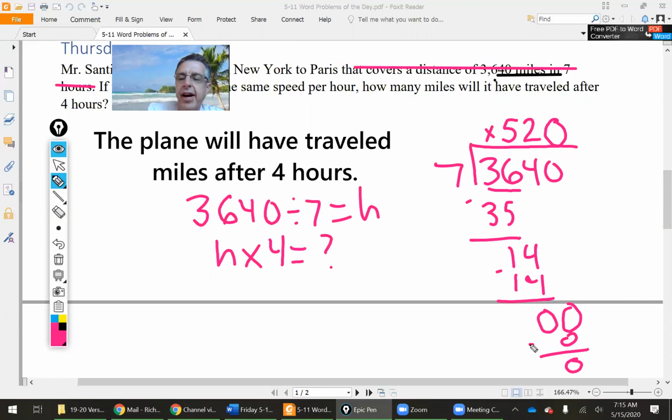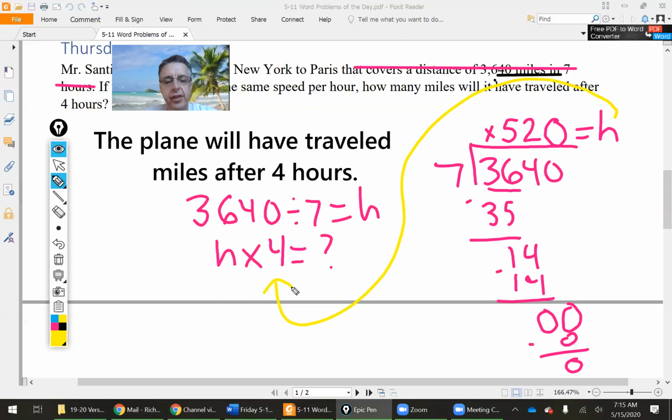Okay, so now I know that H, the number of miles that a plane travels in 1 hour, is 520 miles. I'm not done yet, because what I need to do is take that H, which is 520, and multiply it times 4. And that's what I'm going to do right now. I'll go ahead and pause the video and just clear out this last little part so I can multiply it a little bit easier and clearer for everybody.